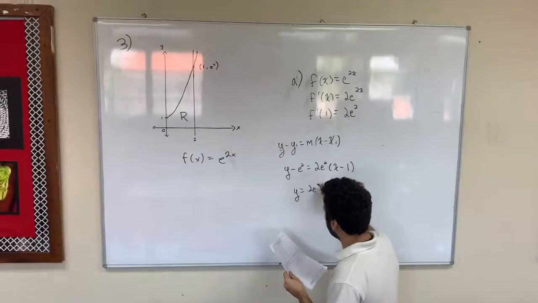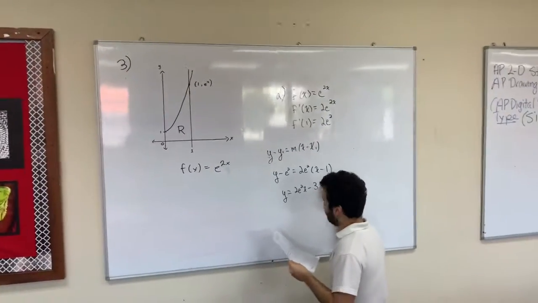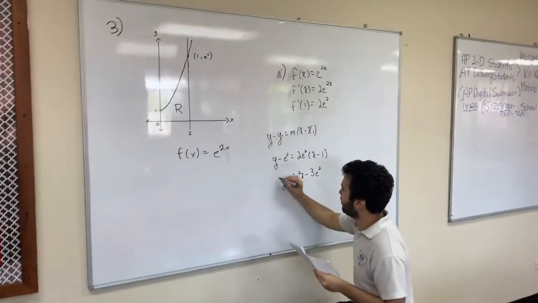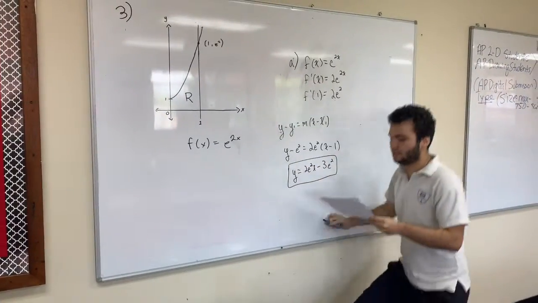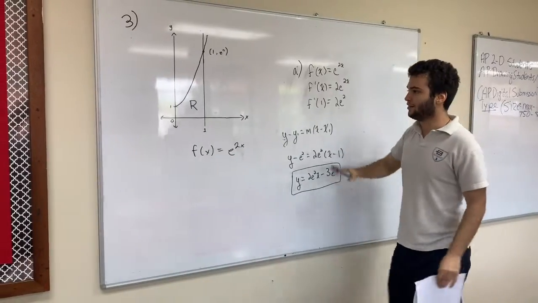Which is going to be this. And this is the equation for the line tangent to the graph of f at x equals 1.